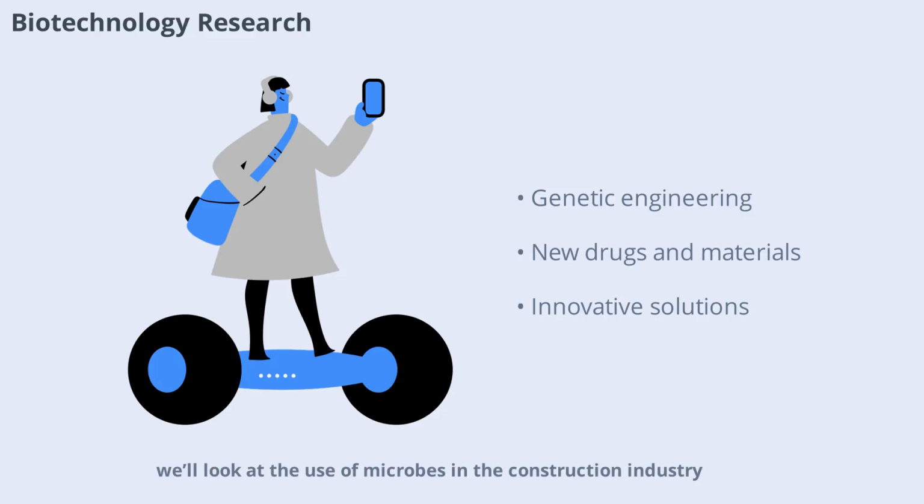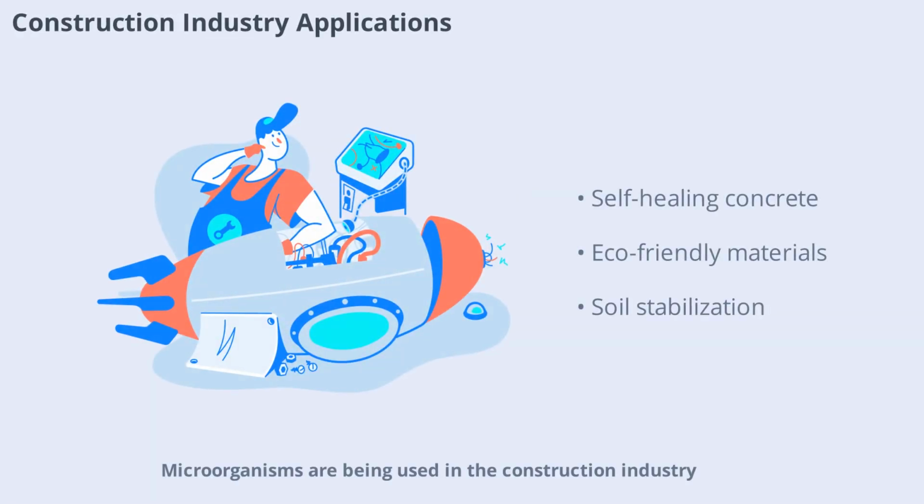Next, we'll look at the use of microbes in the construction industry. Microorganisms are being used in the construction industry to develop self-healing concrete and eco-friendly building materials. Certain bacteria can precipitate minerals, repairing cracks in concrete and extending the lifespan of structures. Microbial processes also help in soil stabilization and waste recycling in construction projects. Microbiology is paving the way for more sustainable and resilient infrastructure.